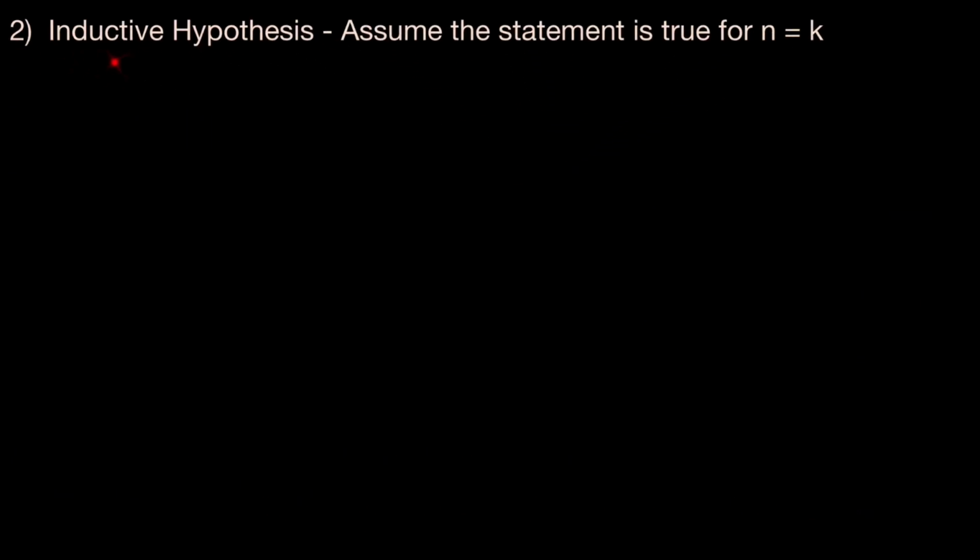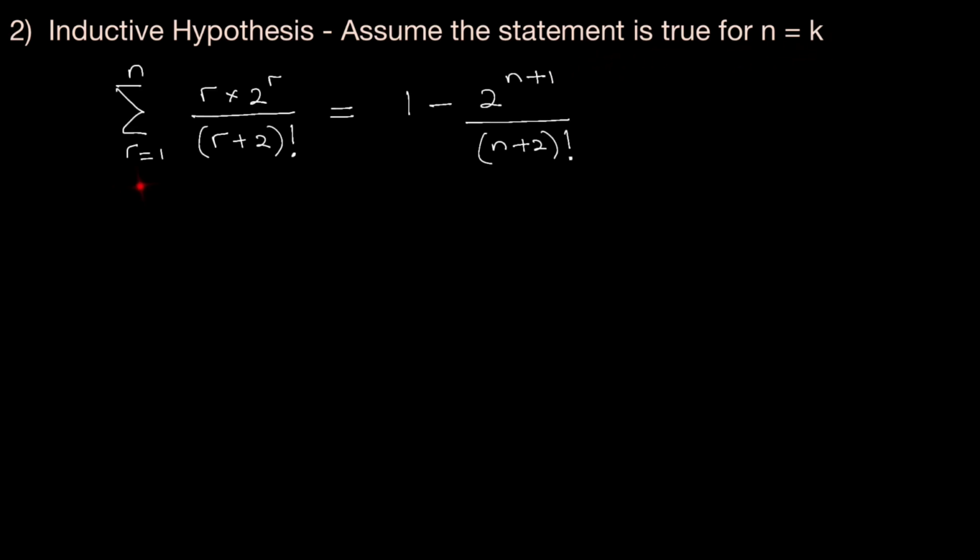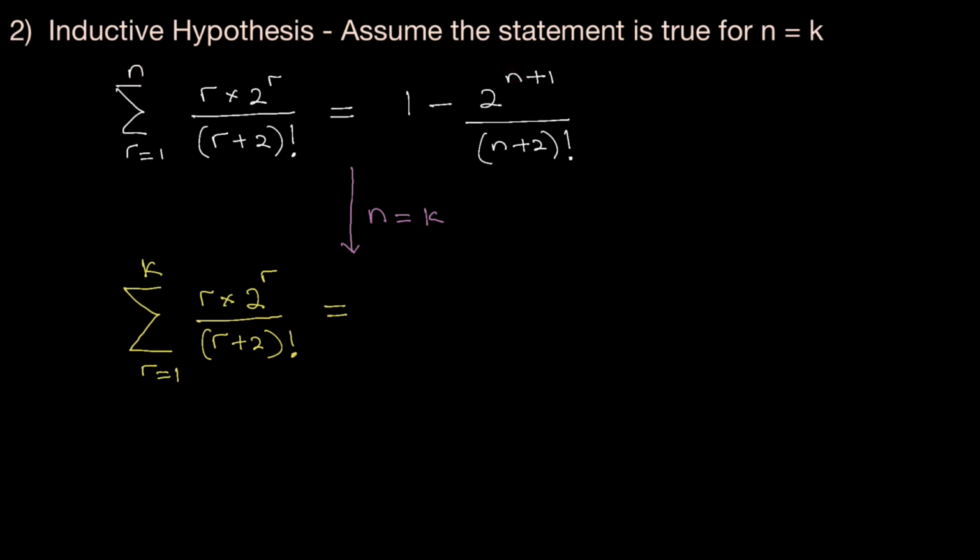Part 2, inductive hypothesis, where we assume the statement is true for n equals k. Here's the equation again, and now we're going to replace n with k. So we're transforming n to k. We put k here, k there, and k there. Now we're going to use this step 2, which is the inductive hypothesis.